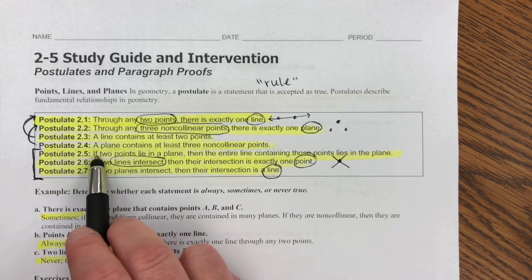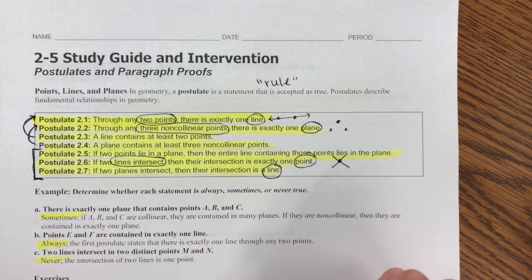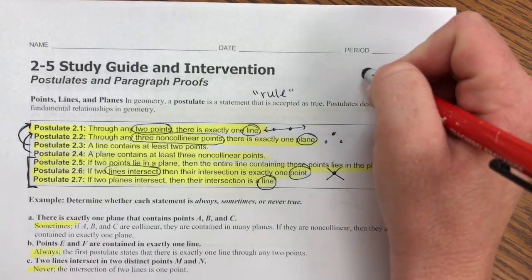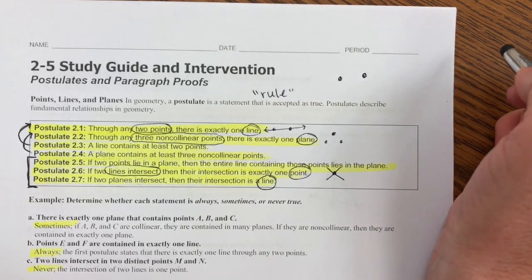And then 2.5 up here, if there's 2 points on a plane, then the entire line containing those points on a plane is in the same plane. So think about if you were here in class and I was drawing on the whiteboard and I put 2 dots, right? Those 2 dots are in a plane.